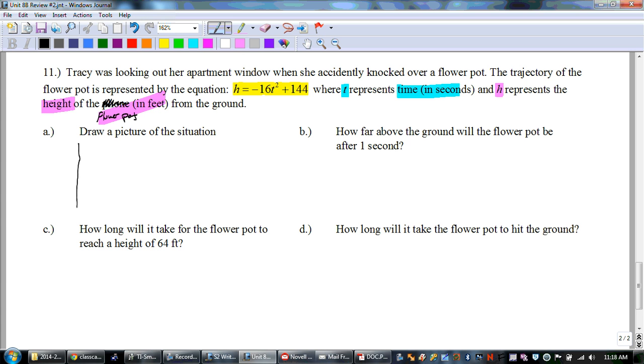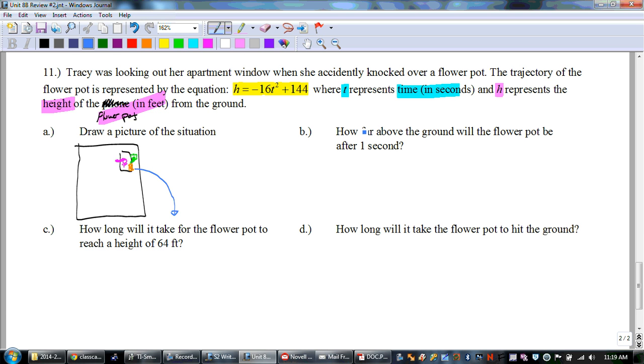So here's Tracy looking out her apartment door window. There she is. She's got her little hair. And there is a flower pot. So there's our flower pot. And it's got a green flower. And what happens to it? Yeah, it gets knocked off. And it goes crash. So there we go. There's our little picture.